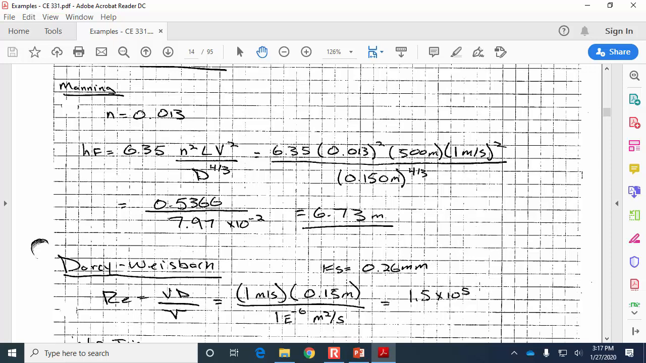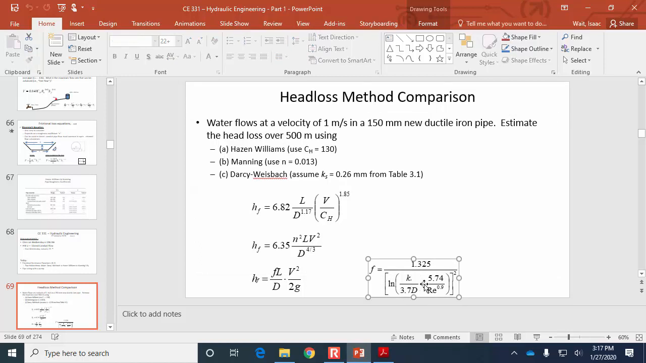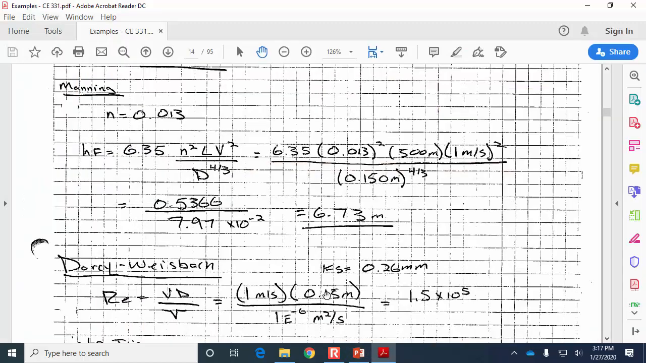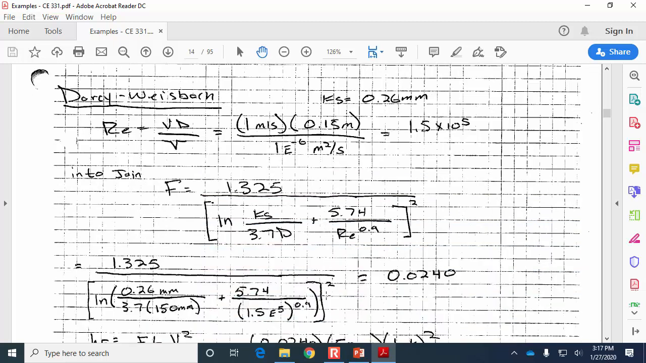Reynolds number is unitless. And the other thing that's unitless is the ratio K sub S to D. We're going to be adding together two unitless terms. And for K sub S to D to be unitless, it means that we have to have both of them either in millimeters or both of them in meters. And so here we put the D was 0.15 meters, but when we're in the Jane equation, the substitution is going to be 150 millimeters for the diameter and 0.26 millimeters for the equivalent sand roughness.